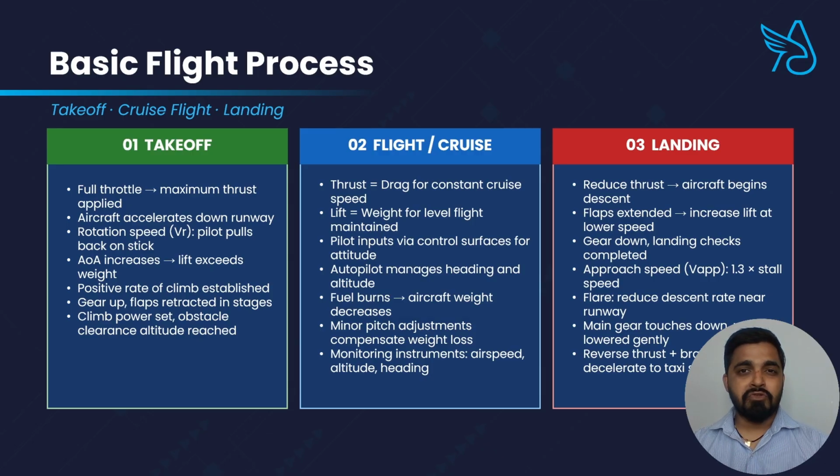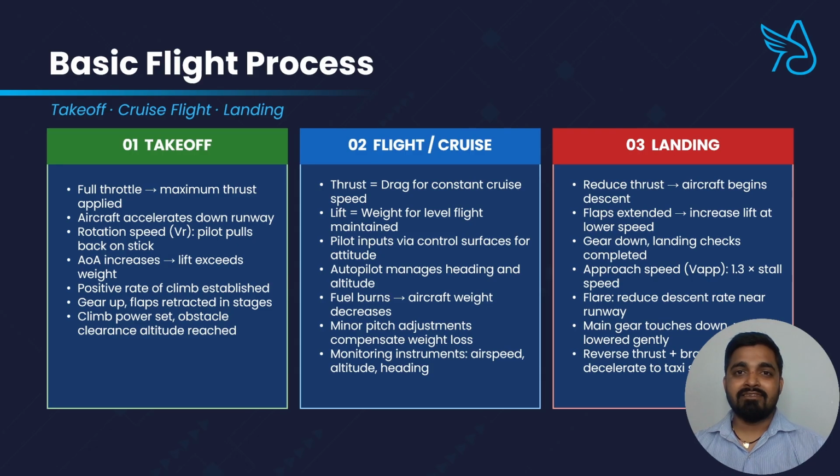Phase 2 is cruise flight. At cruise flight, the pilot sets the aircraft at a constant speed, lift equals weight, thrust equals drag, and the aircraft is in perfect balance. As the fuel is burned, the aircraft gradually becomes lighter and the pilot makes small pitch adjustments, that is, slightly reduces angle of attack to maintain stable flight as the weight decreases. The autopilot in advanced aircraft and drones manages heading, speed and altitude automatically.